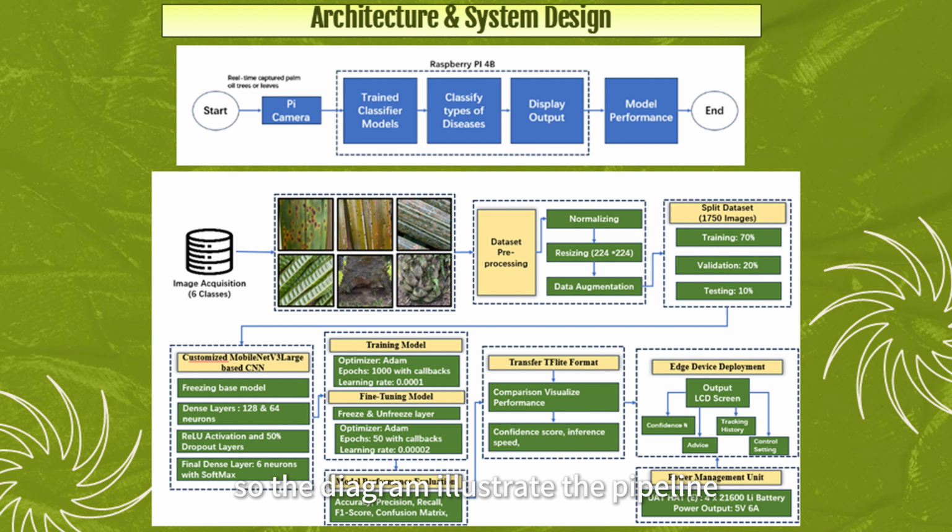The diagram illustrates the pipeline. Images of the palm leaves or stem are captured by camera, processed through our TensorFlow-like model, and classified into one of the 12 health conditions with the result displayed instantly. The system is optimized for low power edge devices, ensuring scalability and usability in remote areas without internet access.